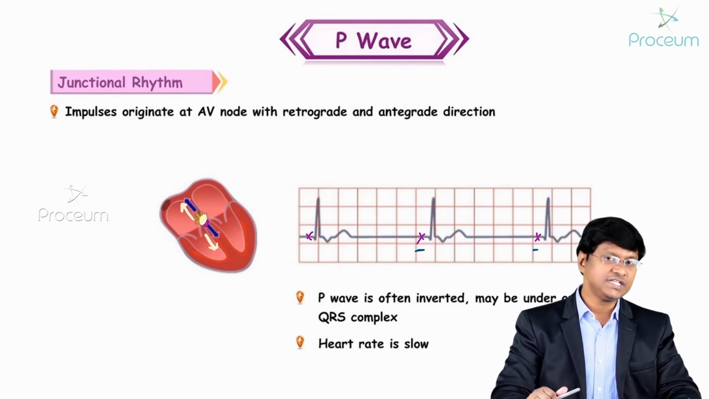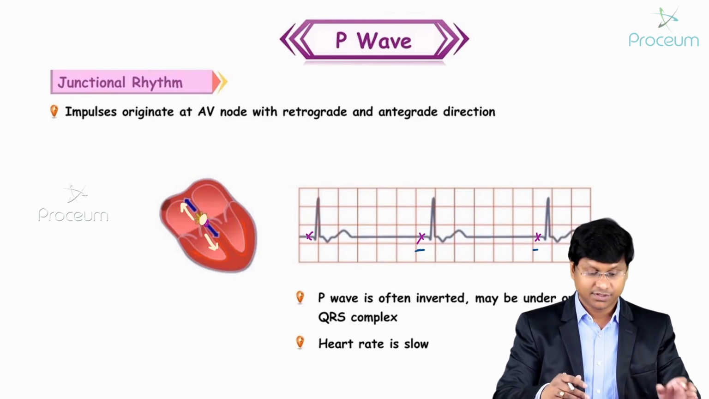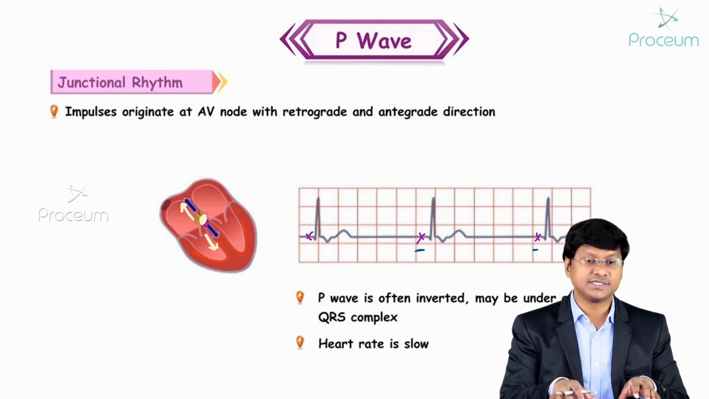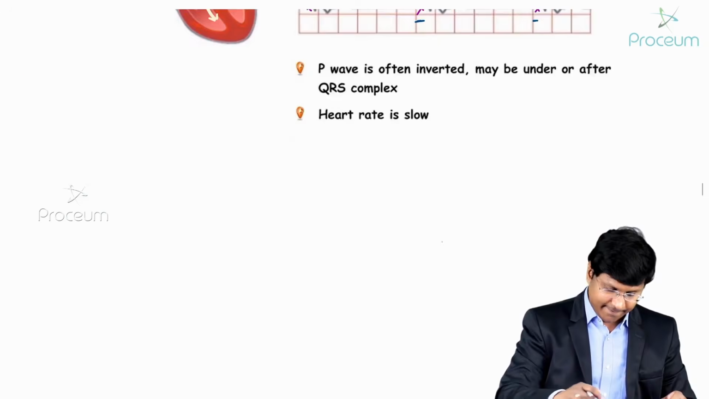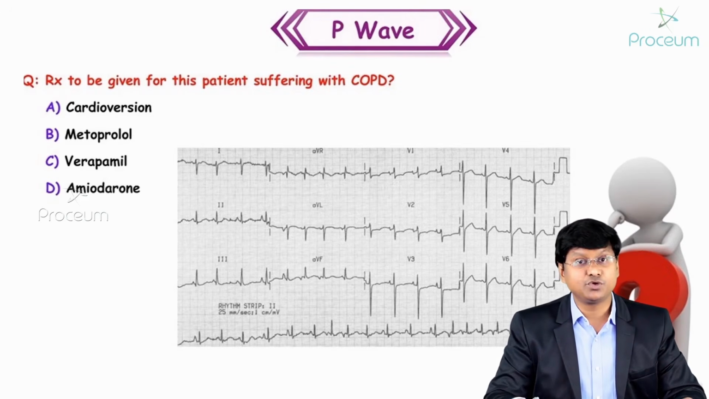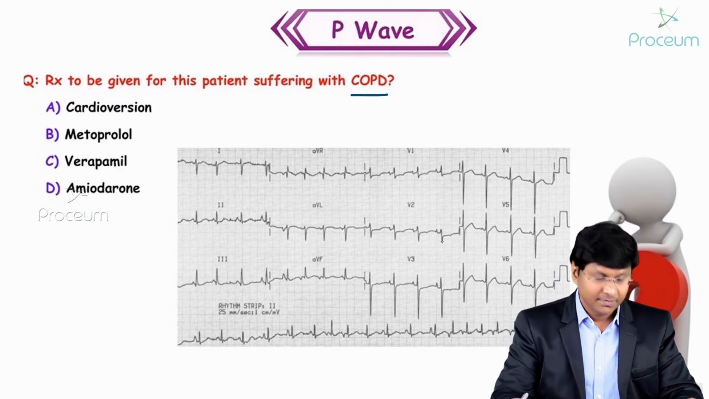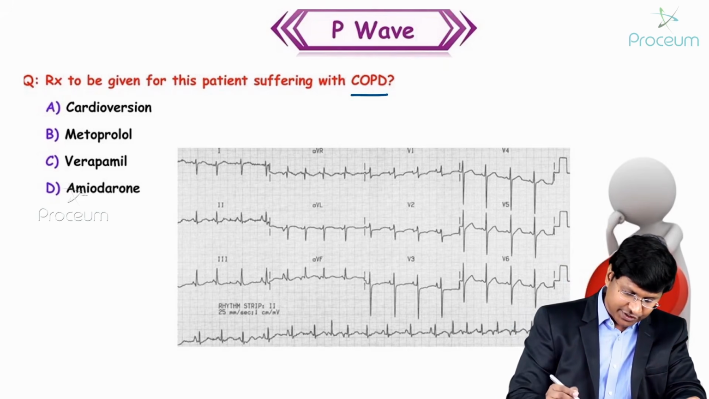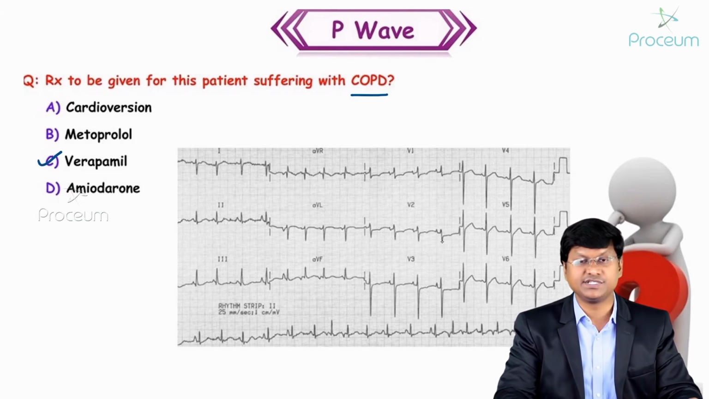Right? Now after having discussed the various P wave abnormalities in the form of inverted P wave, now let me discuss variable morphologies of the P wave. You see this question? The question is, what is the treatment to be given for this patient suffering with COPD? Cardioversion, metoprolol, verapamil, amiodarone? So the answer to this question is verapamil.